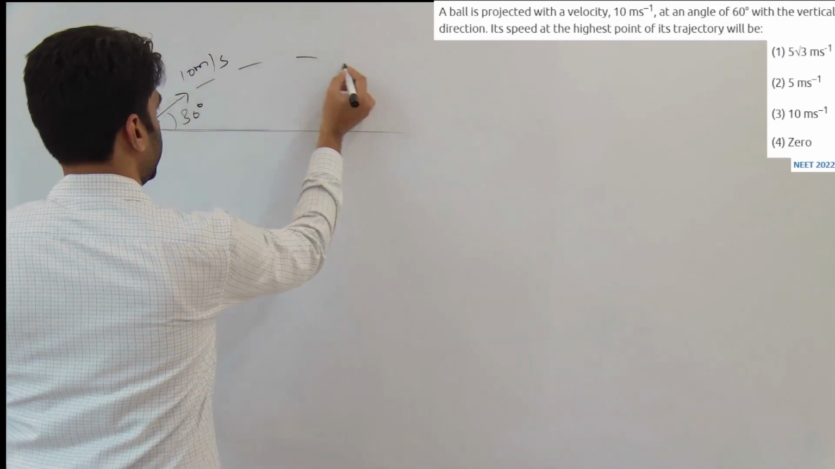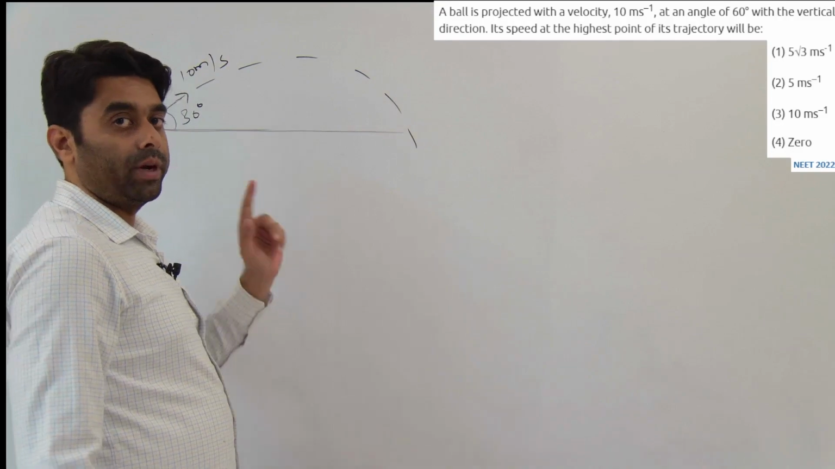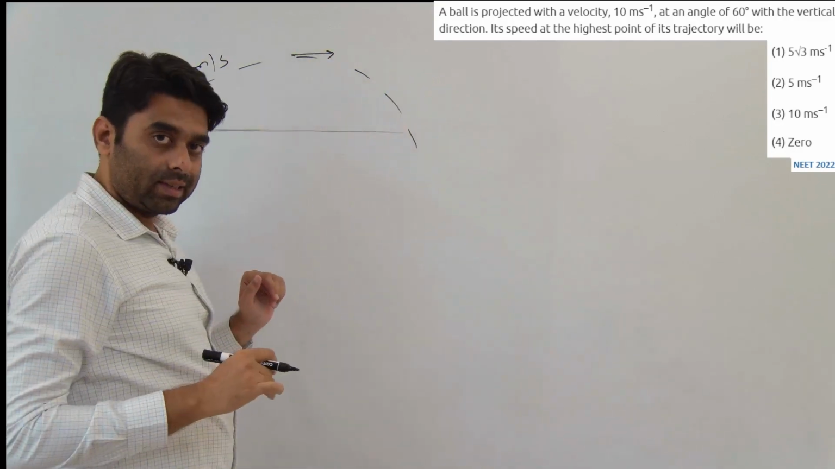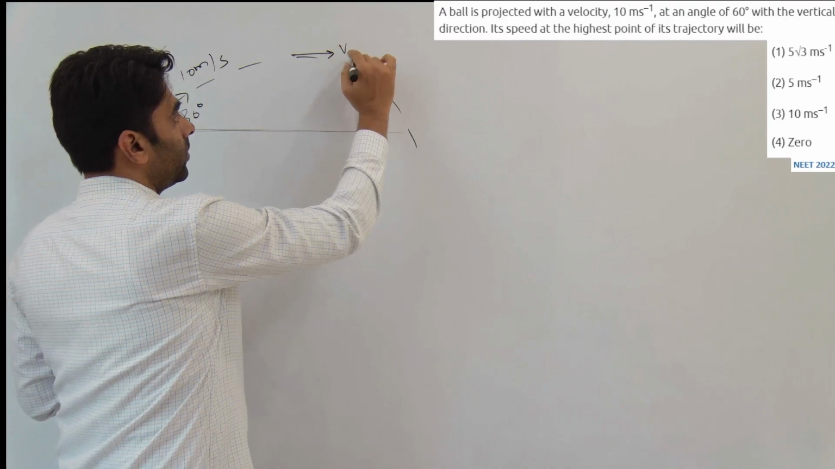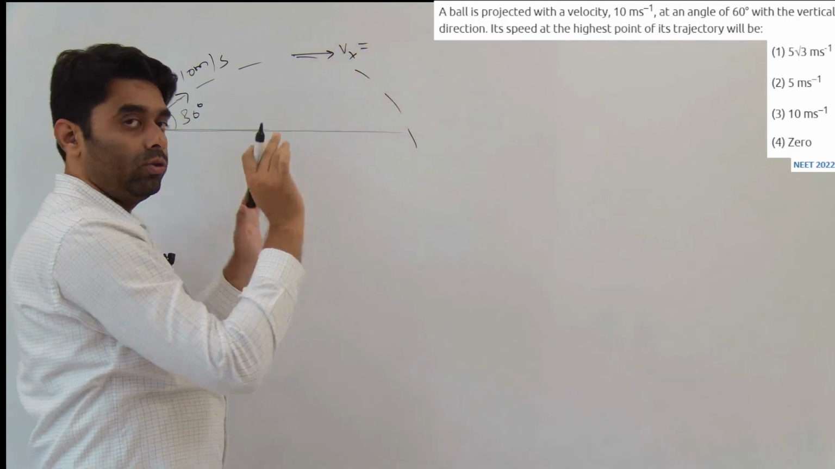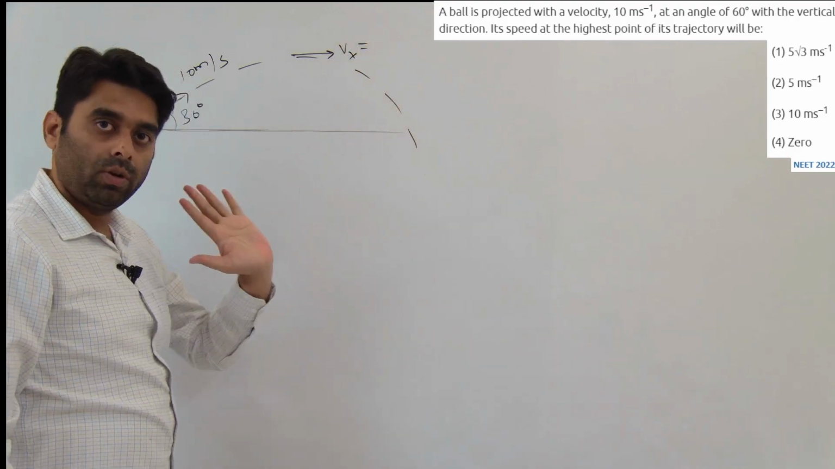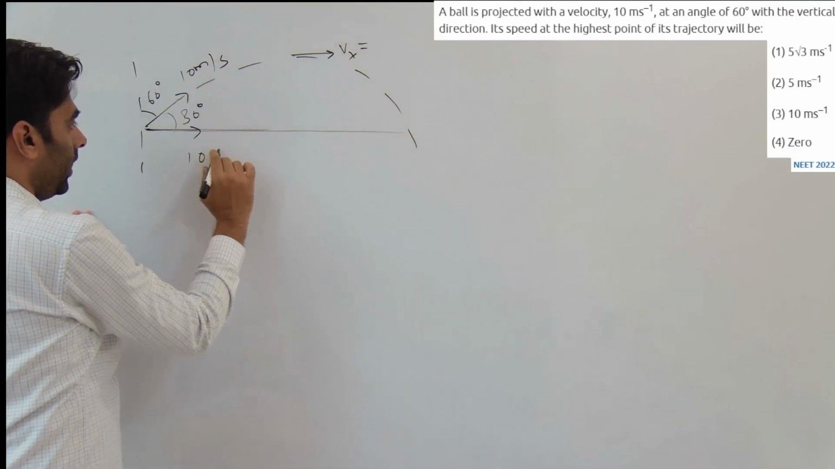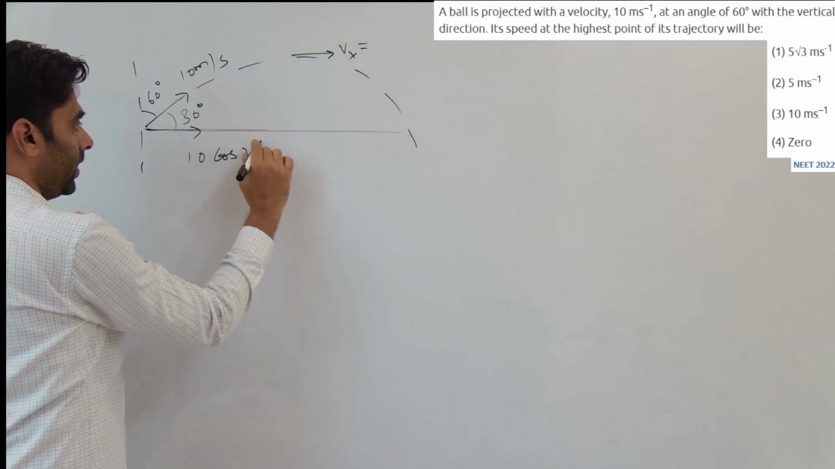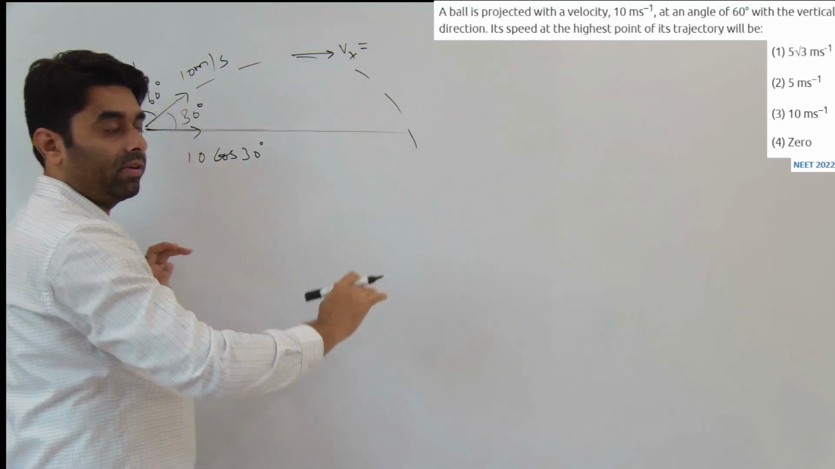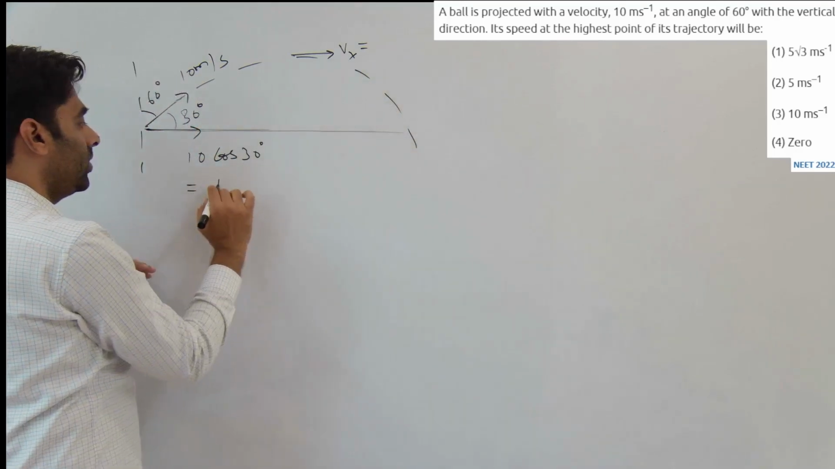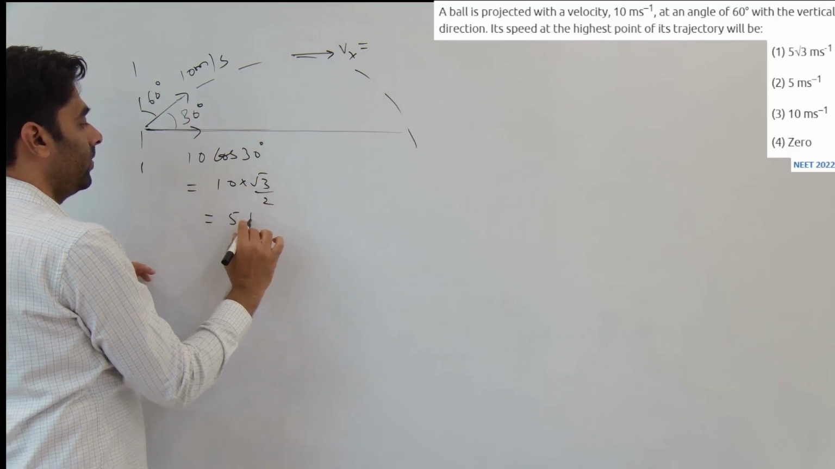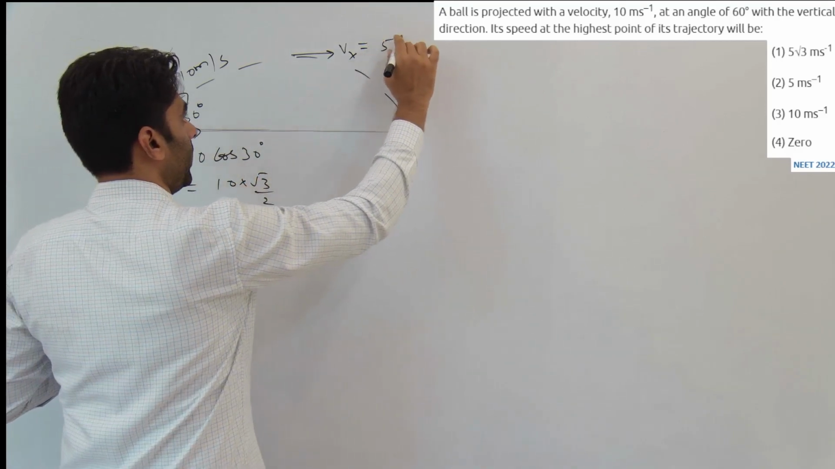Beta, what we know is that at the highest point, velocity remains in the x direction only. So Vx, the velocity in the x direction, always remains constant. How much is the velocity in the x direction? This is 10 cos 30. At any time it will remain the same. So 10 cos 30 is 10 into root 3 by 2, that is 5 root 3.